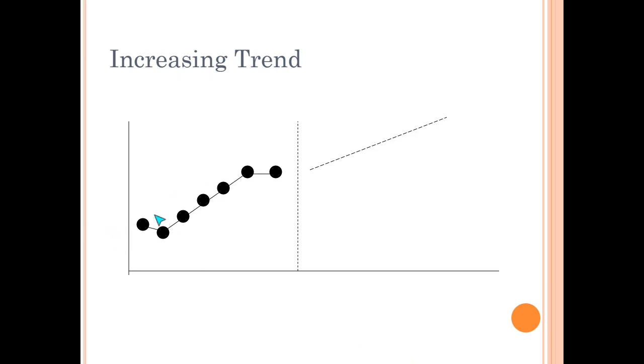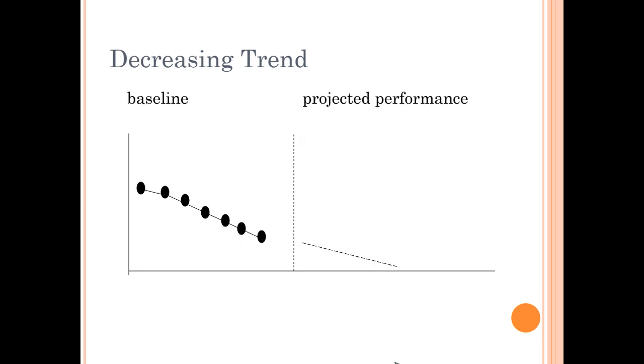Decreasing trend is the same phenomenon, but in the opposite direction. We are starting out with a high target behavior, and this is being decreased over time. It gets less and less and less, and then baseline is becoming less and less here, and projected performance into the future would be, we would be assuming that this trend further decreases and goes down to zero baseline levels.